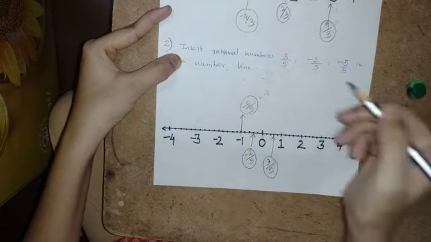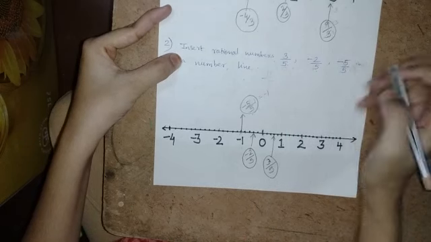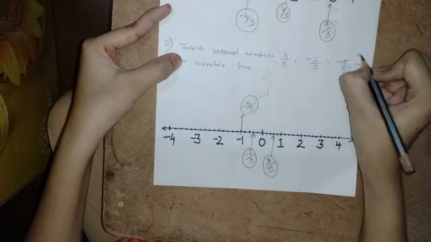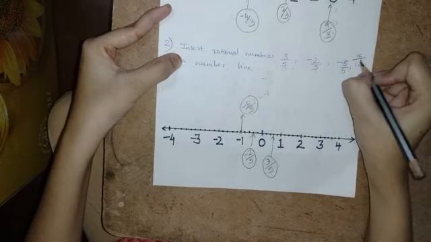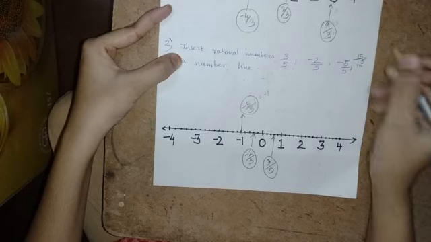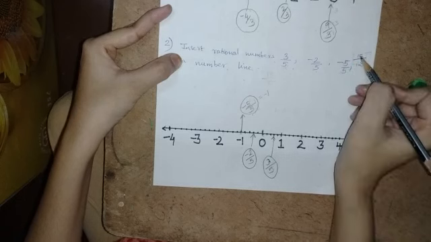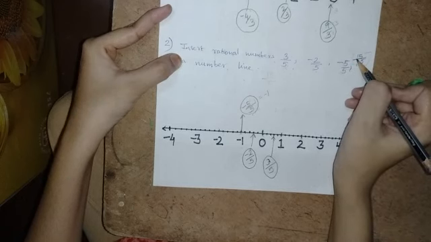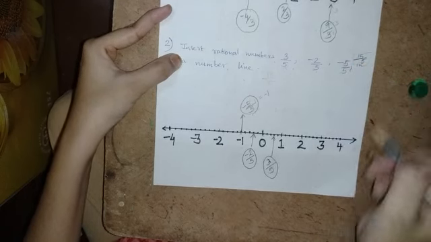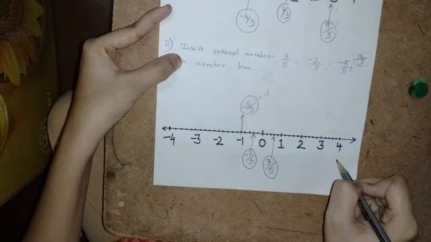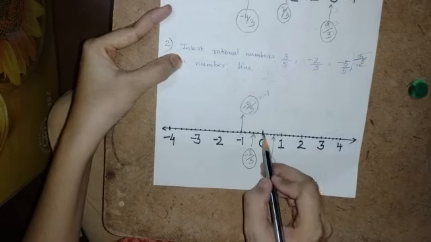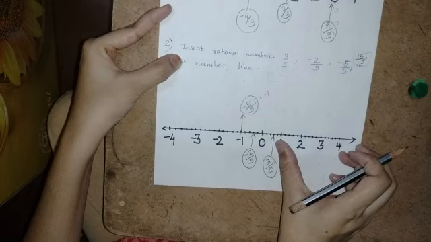For example, let us take one more. Minus 5 by 5. Let us take one more. 15 by 5. So where we have to insert this 15 by 5 in this number line? 15 by 5. As it is positive, the numerator is positive, so it will go on the positive side of the number line. So after 0, the positive side of the number line.